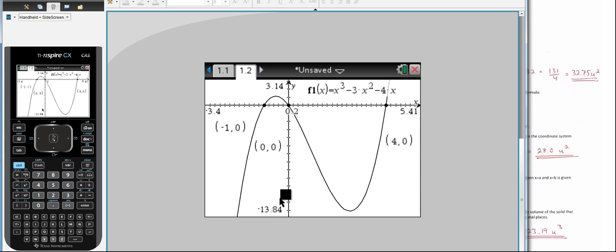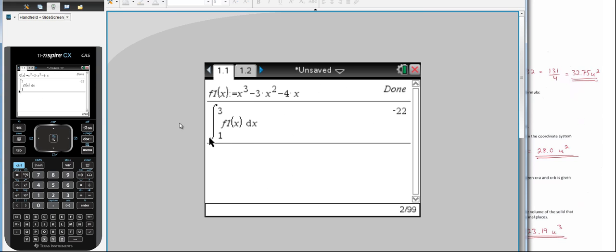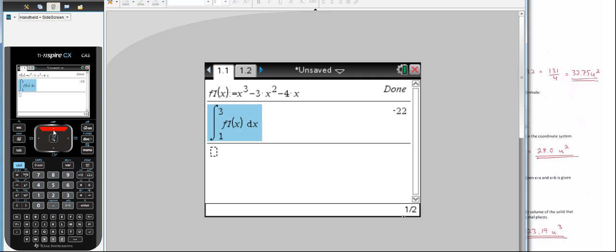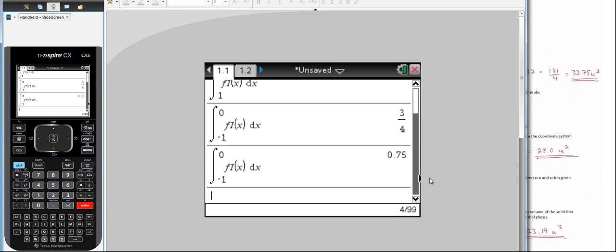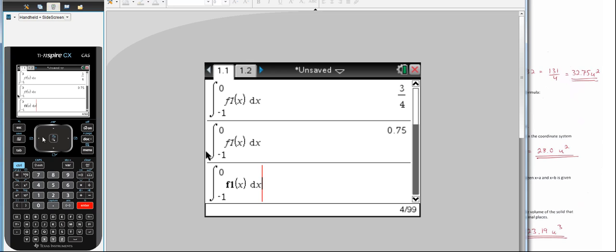So first from minus 1 to 0, you can just go up, press enter, and then change the limits. Upper limit was 0, the lower was minus 1. Okay, so 3 over 4, which is 0.75.